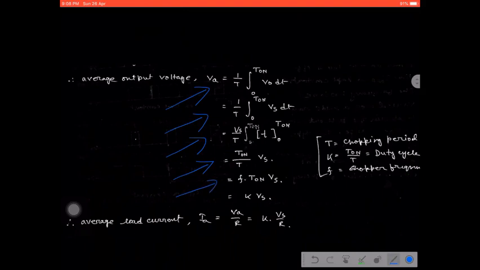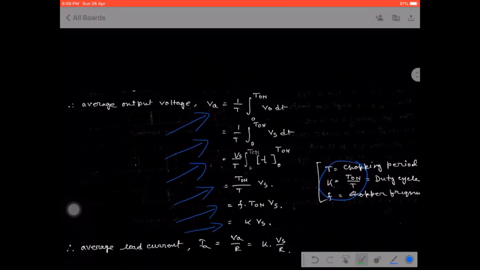So ultimately we will get the result, that is T on by T equal to K. We assume that is called duty cycle. So we can change the expression in this way, that is K into Vs. And similarly, we can calculate the average output current IA, that is, for a resistive load, VA by R, which will give you K into Vs by R. So that is all for the calculation of average output voltage and average output current.